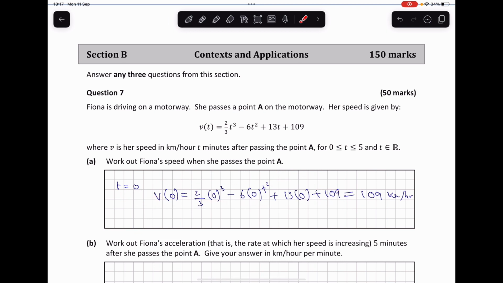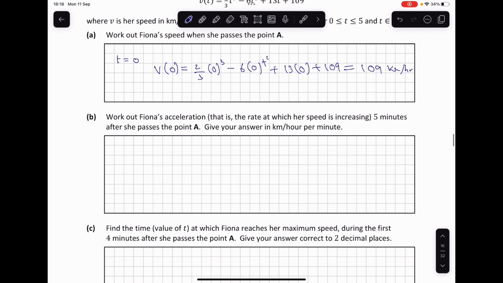But it always is the best idea to write it out to get your attempt marks. If you maybe write down 108 or something wrong, once you illustrate it, you understand that the equation started when T was equal to 0 and point A is at when T was equal to 0. So now, on to part B.